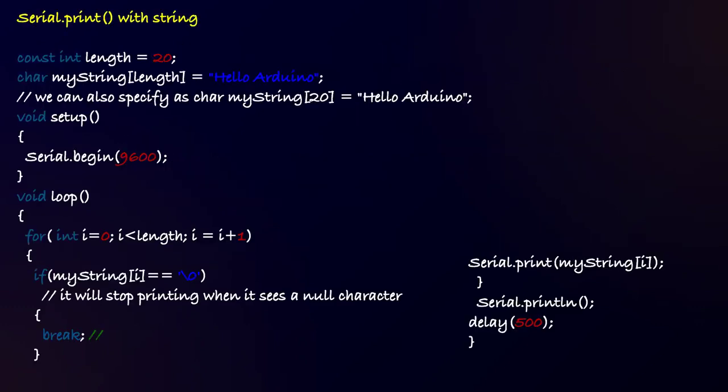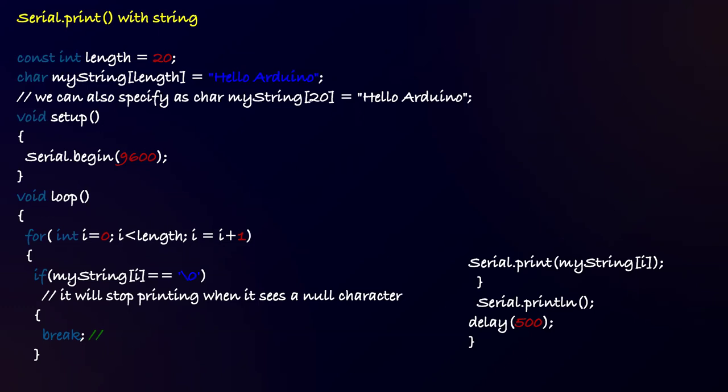See an example. This is a very easy code. It might seem a bit long, but trust me, it's very easy. See, serial print with string. First, we are assigning an integer constant. What is the length? 20. It is being given a length of 20 characters. A char my string, length, hello world. What are we printing? Hello world. Count the alphabets: 1, 2, 3, 4, 5, 6, 7, 8, 9, 10, 11, 12. Now we can also specify char my string 20. You see, always greater than the number of characters, always greater than the number of alphabets.